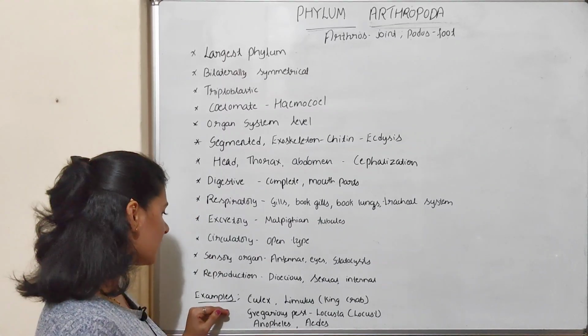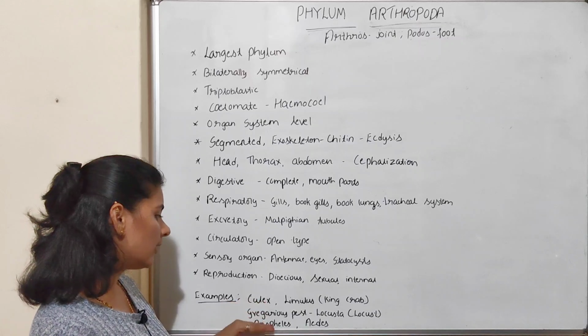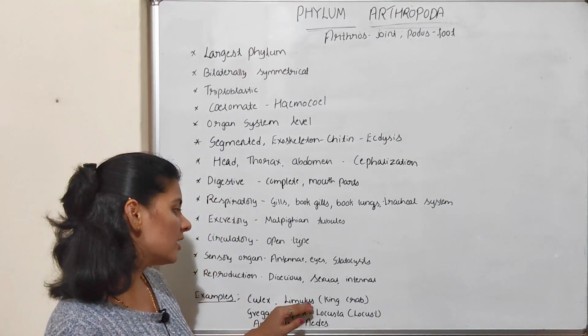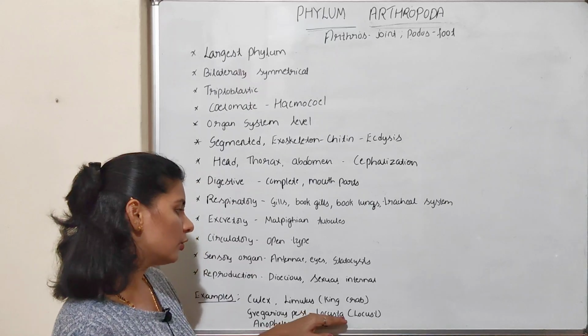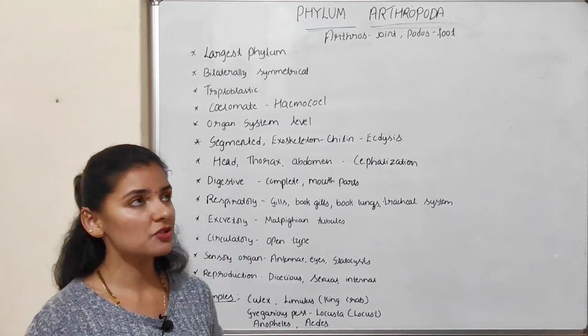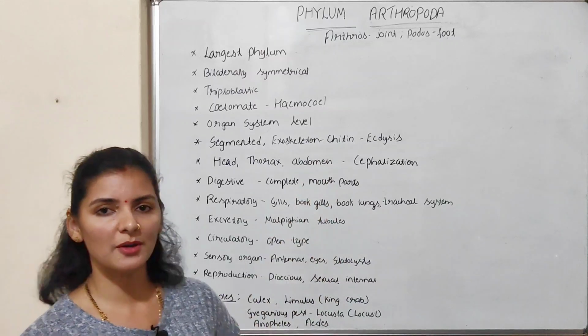If we talk about examples of phylum arthropoda, Culex, Anopheles and Aedes are examples of mosquitoes. Limulus, which is commonly called king crab, and Locusta, which is commonly called locust, are examples of pests. So that is about the characteristics of phylum arthropoda.